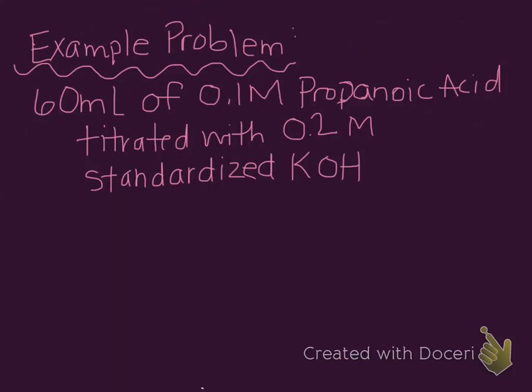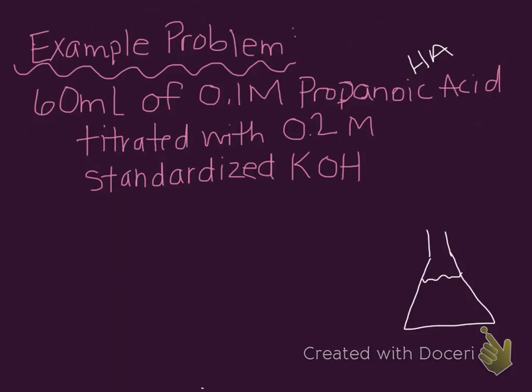So our example problem is going to be 60 mL of 0.1 molar propanoic acid. So that would be the component that would go into your Erlenmeyer flask when you actually do the titration, okay? I am going to write the propanoic acid as HA because it has a big long chemical formula.